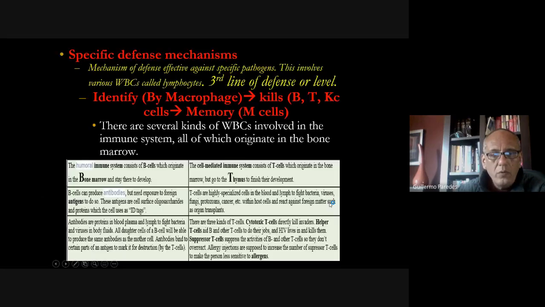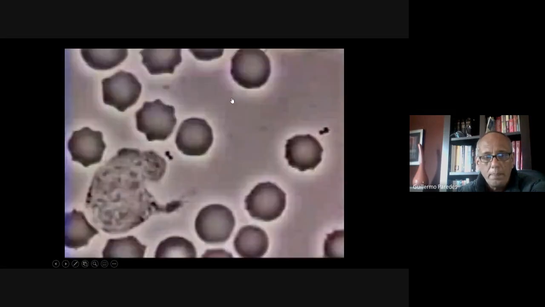Okay, so this is basically what we were talking about. The specific immune defense is going to be identified by macrophages. Macrophages are going to follow the immune system. They're going to introduce to the T helper a piece of the bacteria or a piece of the virus in order to initiate the immune system.